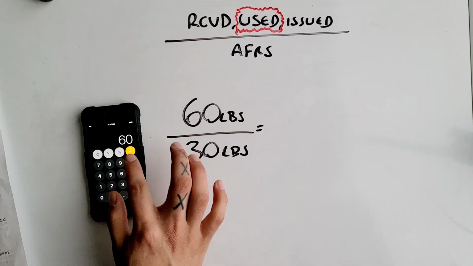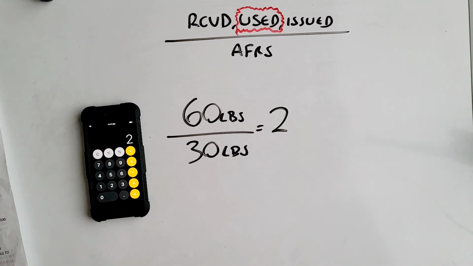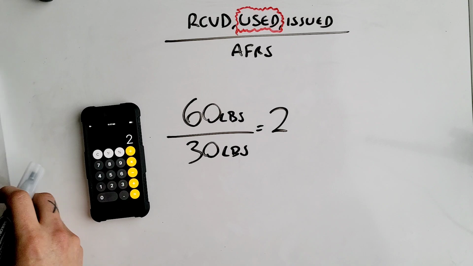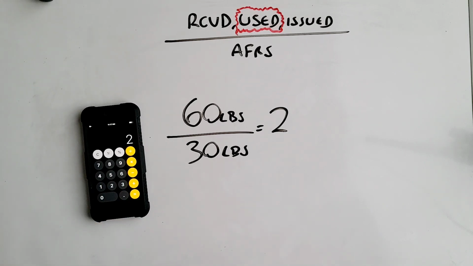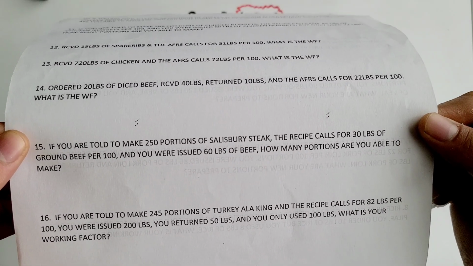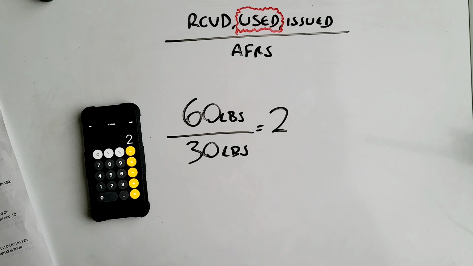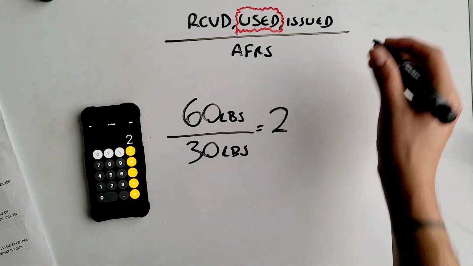So 60 divided by 30. So you end up having 2. But that's not what it's asking for. The question is asking for how many portions are you able to make? So this is your working factor.